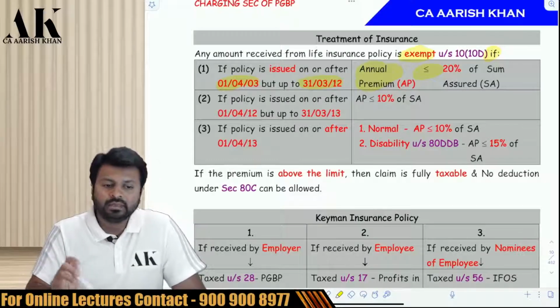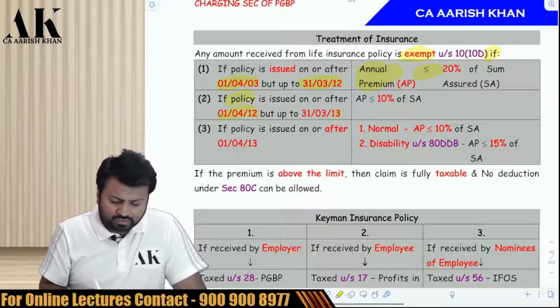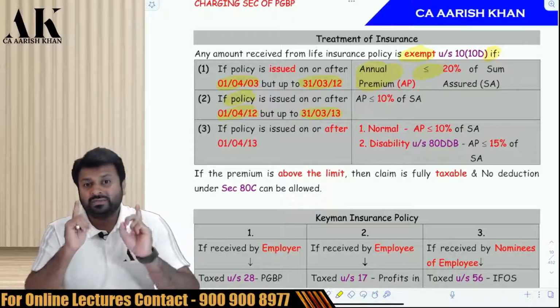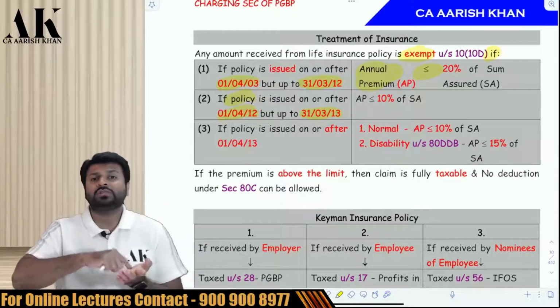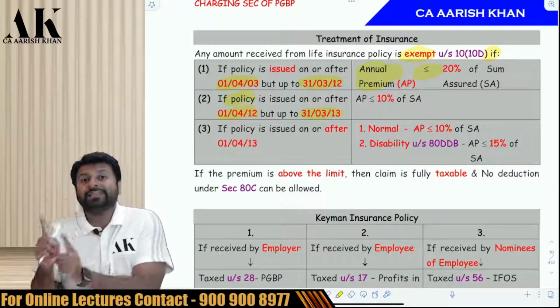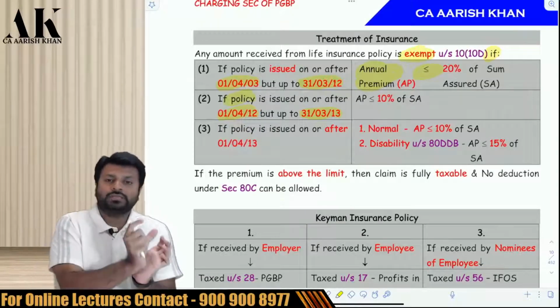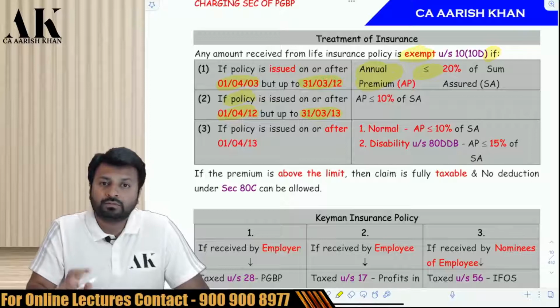Second, if your policy is issued between 1/4/2012 to 31st March 2030, then your annual premium should be less than or equal to 10% of sum assured. It should not exceed 10% of sum assured. So in the question, you have to see when the policy was issued. At the same time, you also have to see the percentage of sum assured. Two conditions you have to see.